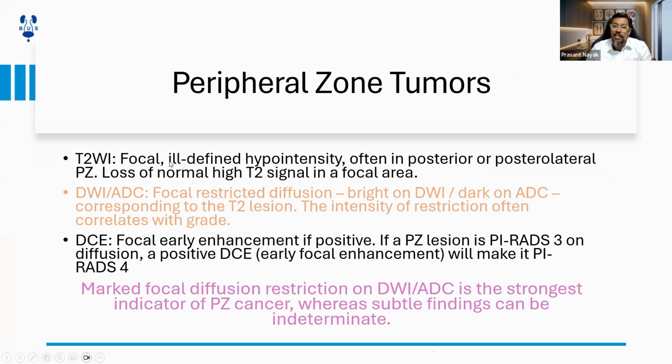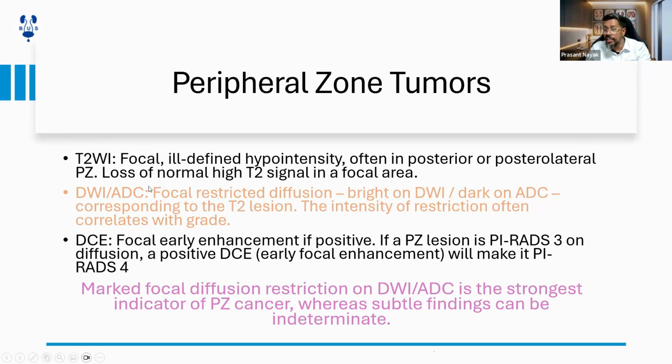T2 weighted shows focal ill-defined hypointensity, often in the posterior to posterolateral peripheral zone. As I told you, it's anatomy. You identify, okay, this is an abnormal area in the peripheral zone. That abnormal area you confirm using DWI-ADC. This is for the peripheral zone. So T2 weighted is to identify an abnormality anatomically. On DWI-ADC, you look at white area on the DWI, dark on ADC, and you confirm that it's a PI-RADS 1, 2, 3, 4, 5 based on this.